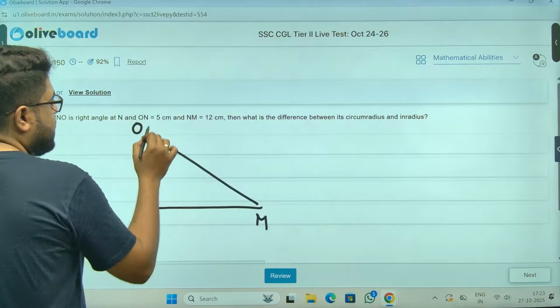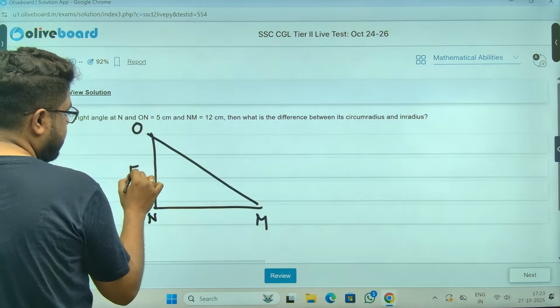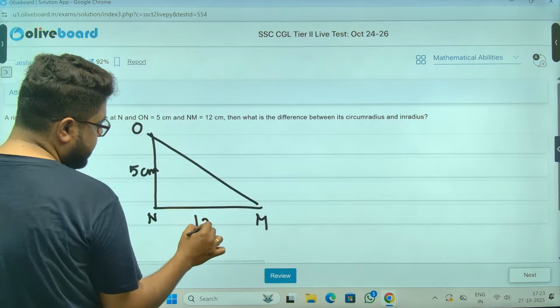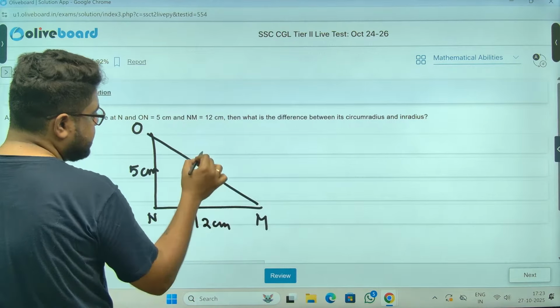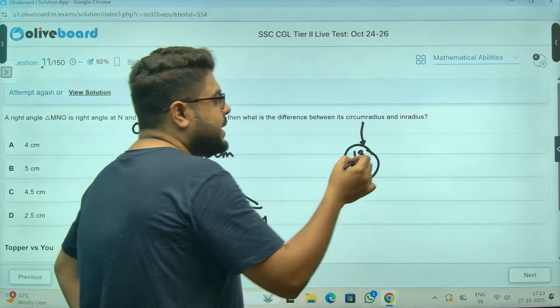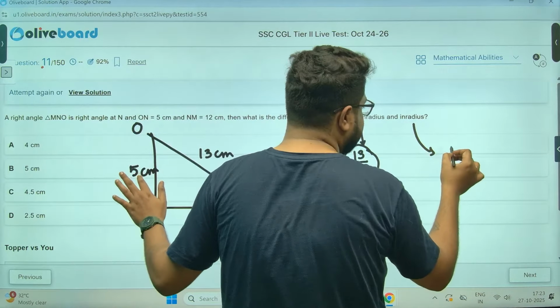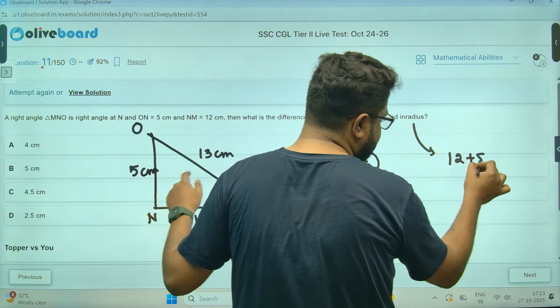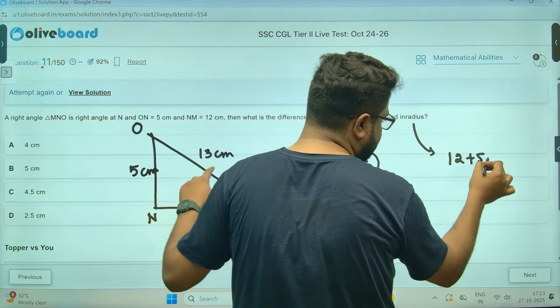ON is given as 5. NM is 12. So this must be 13, sir. Triplet. What is the difference between circumradius and inradius? Sir, circumradius is 13 by 2, half of the hypotenuse, we all know. Inradius, sir, is the sum of these two, 12 plus 5 minus hypotenuse, divided by 2.